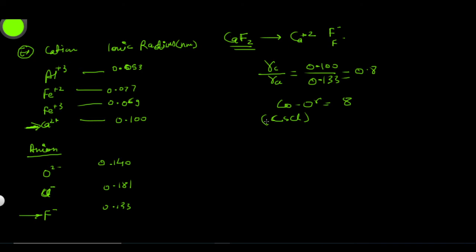Okay, so we know if the radius of cation and radius of anion ratio varies in between 0.732 to 1, then the coordination number will be 8, and as the value 0.8 lies between this, the coordination number is 8.